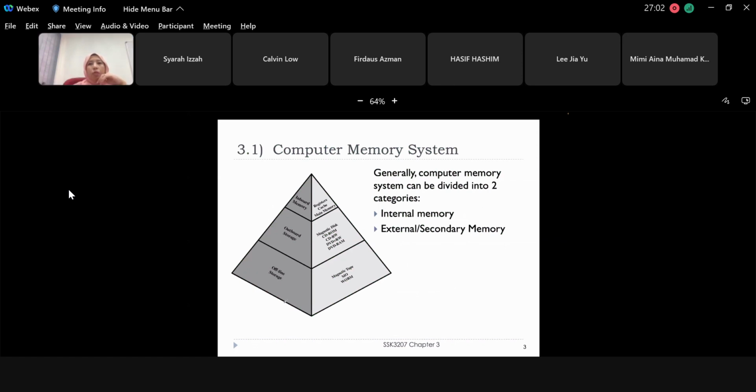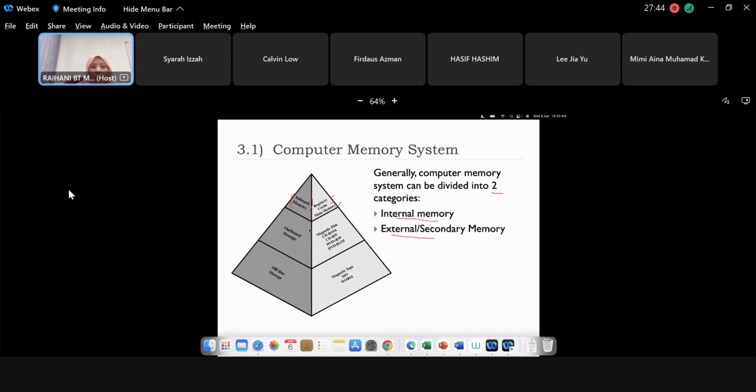So this is the computer memory system. Generally, the computer memory system can be divided into two categories. First is internal memory and the second is external or secondary memory. You can see here, this is the inboard memory. In the pyramid, in terms of capacity, it is at the top. It consists of the registers, cache, and main memory.